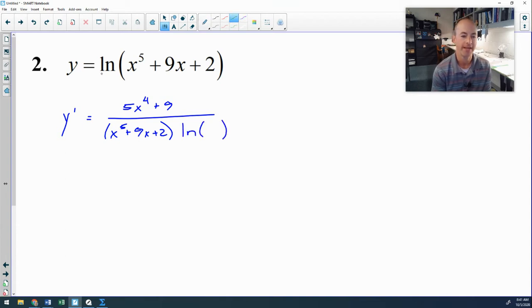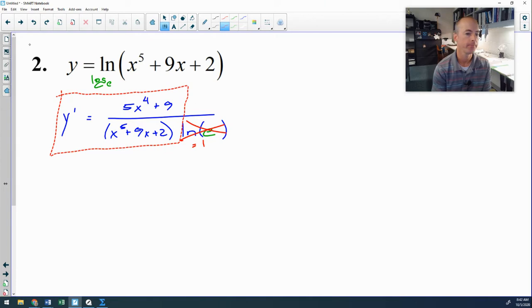However, if you have a natural log, the base, this is log base e. So if you wanted to write natural log e down here, you could. However, natural log of e is 1, so we don't bother writing that. And I would only answer with this. That would be all I write down.